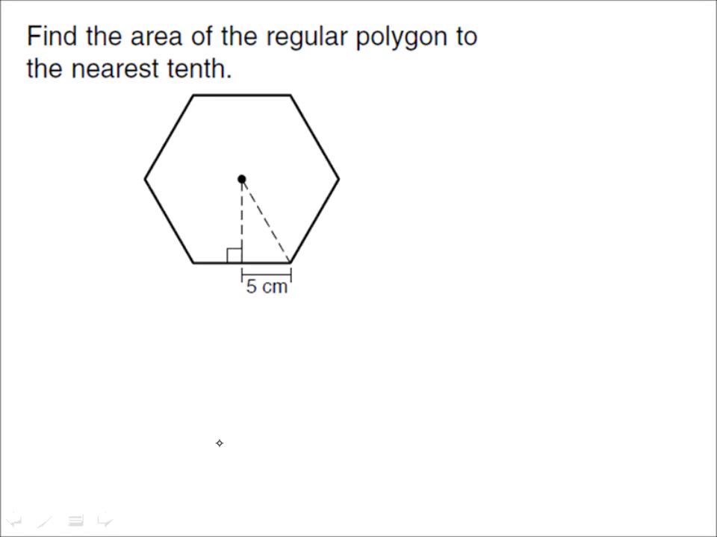Find the area of a regular polygon to the nearest tenth. We developed the formula for this in class. I'm not going to repeat why that's true here, but if you know this formula, it makes it quite simple.